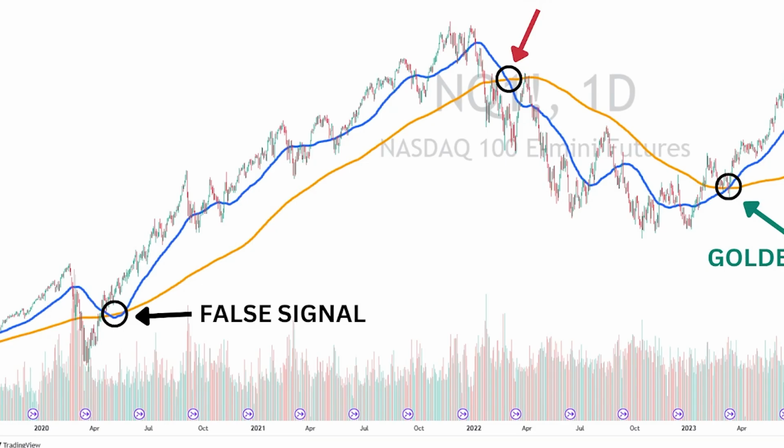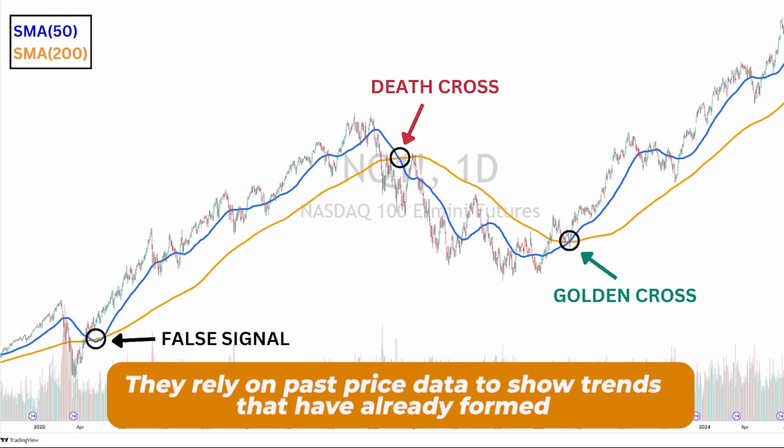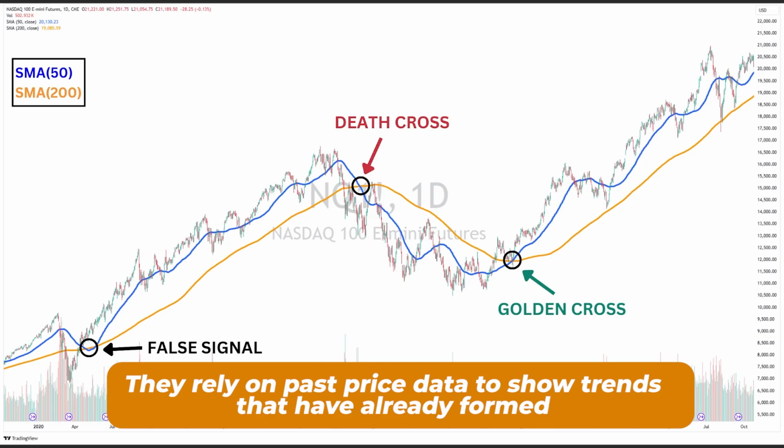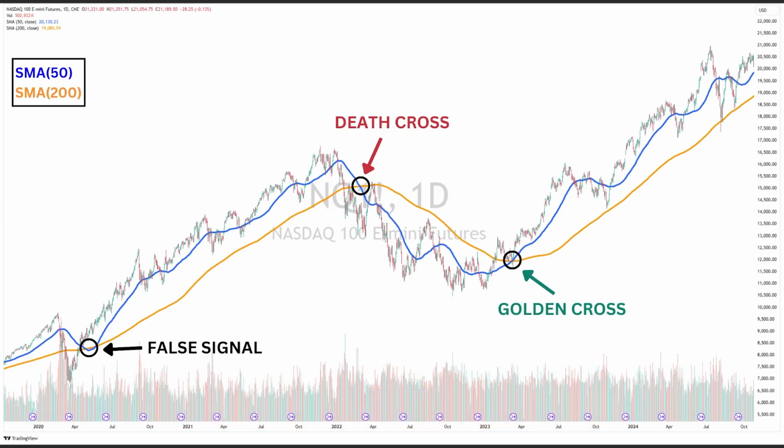At first glance, it seemed like the market was entering a long-term bear market. But shortly after, the price reversed and the market rallied back, making this a false signal. Again, this happens because moving averages are lagging indicators. They rely on past price data to show trends that have already formed, not what's about to happen.